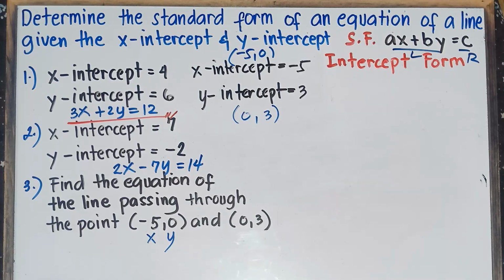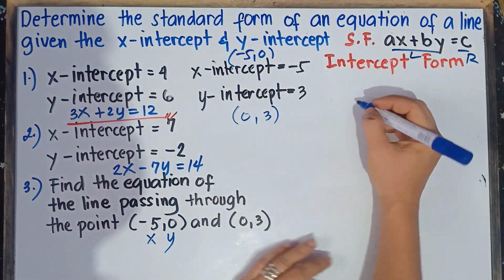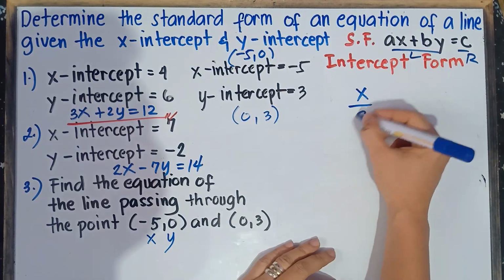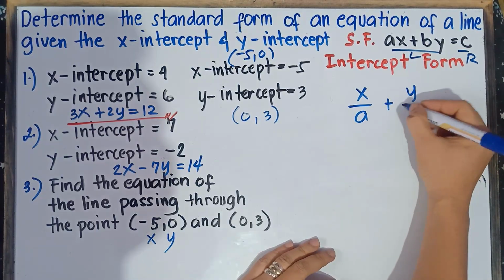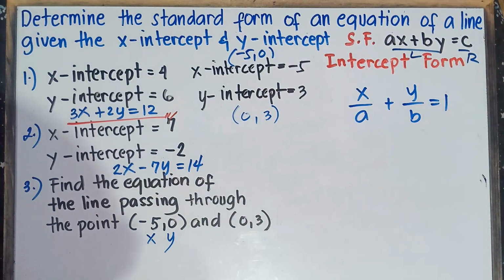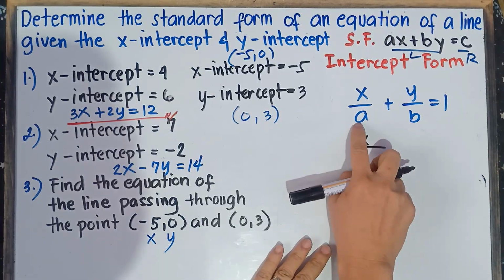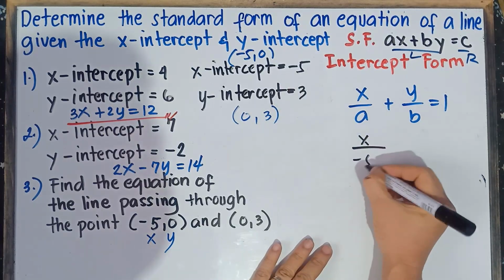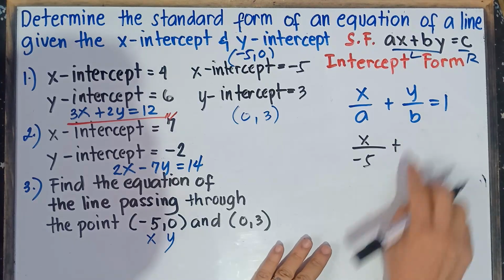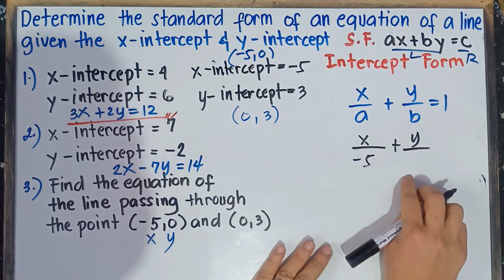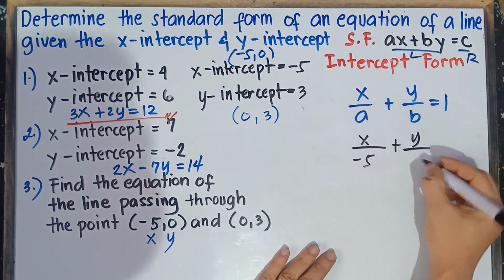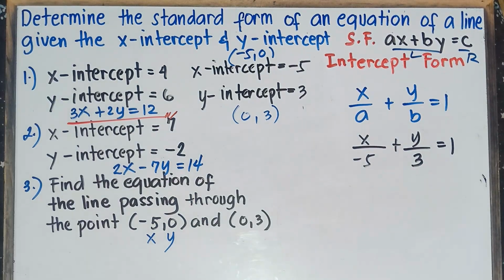Alright, so once again, the formula, we erase the formula. That would be x over a plus y over b equals 1. Once again, a is the x-intercept, that would be negative 5. Copy the plus sign, copy y, the value of the y-intercept, the value of b, that would be 3, equals 1.